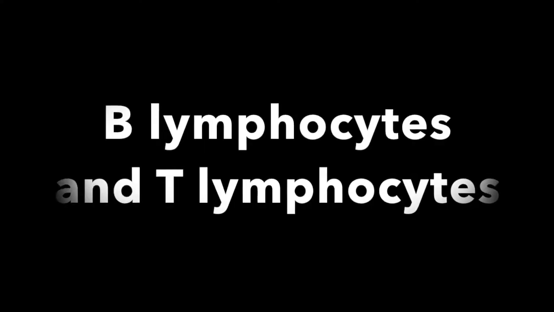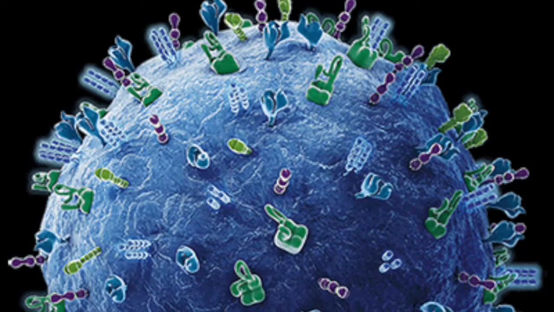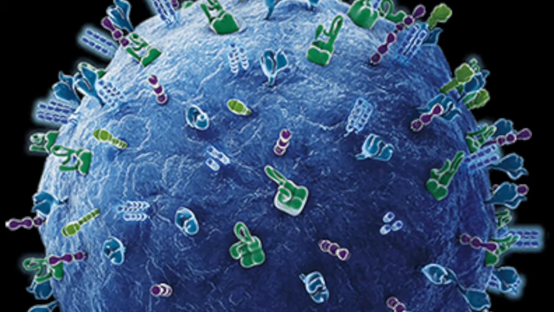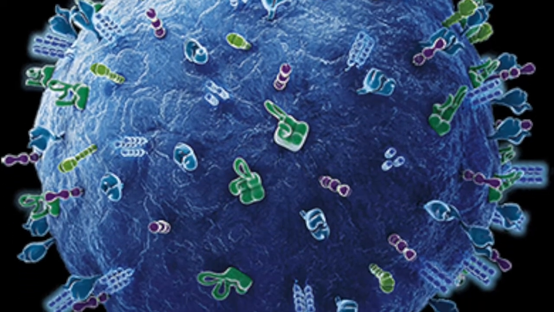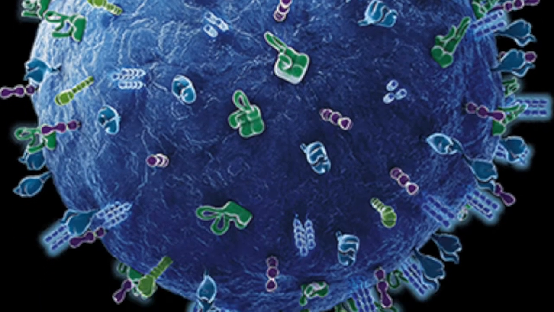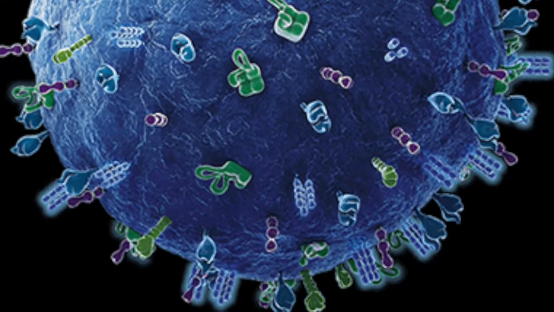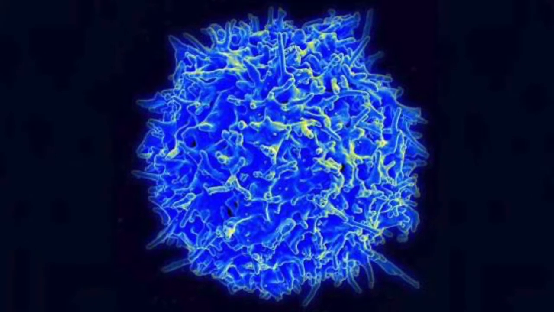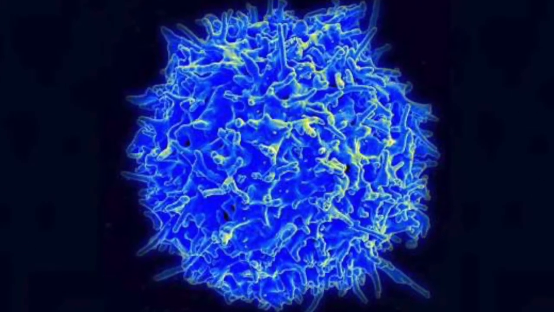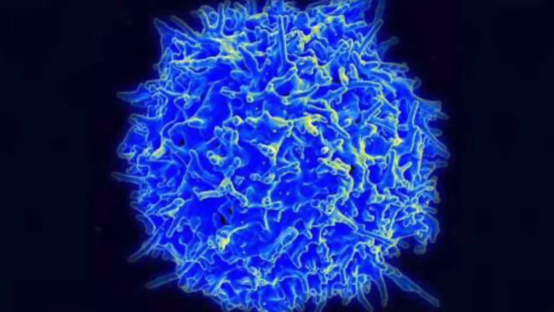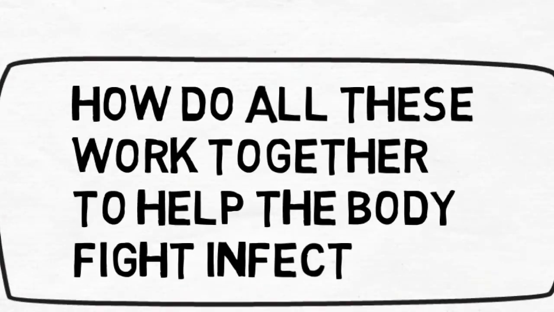Moving on, we have B and T lymphocytes. B lymphocytes, or B cells, are a type of white blood cells which, when activated, produce a lot of antibodies. B cells can also form memory cells. T lymphocytes, or T cells, play a big role in cellular immunity and killing infected cells. But how do all these work together to help the body fight infection?